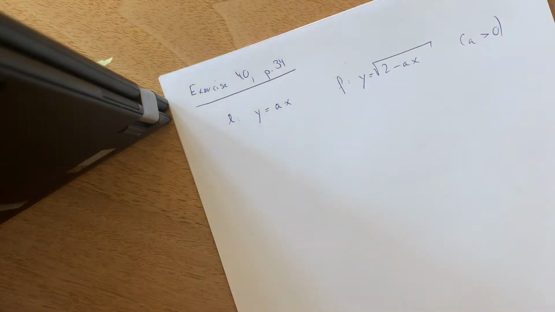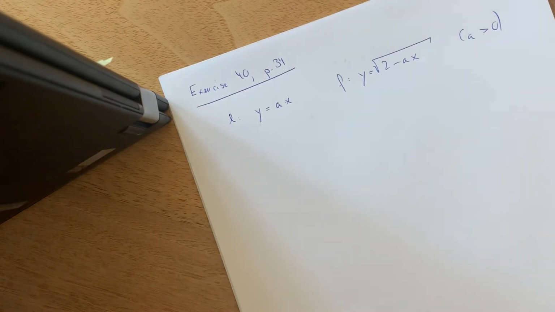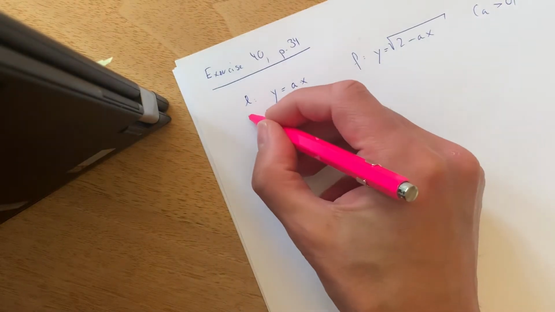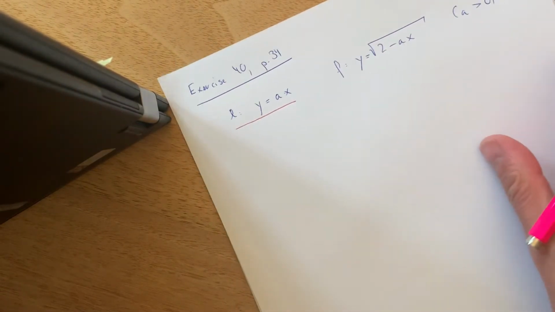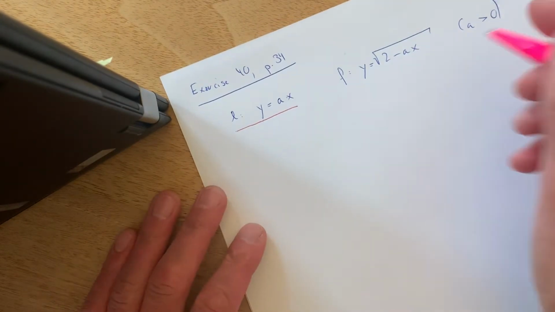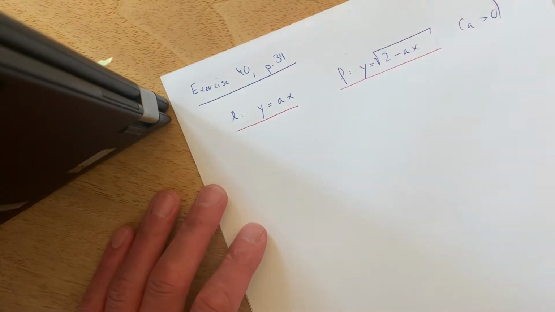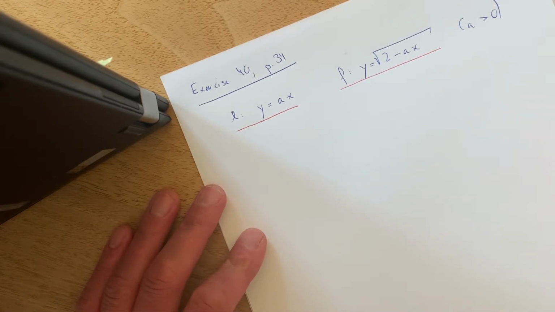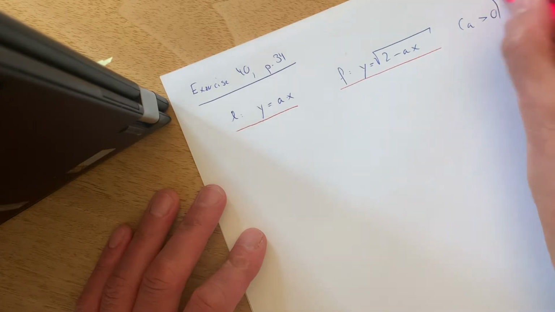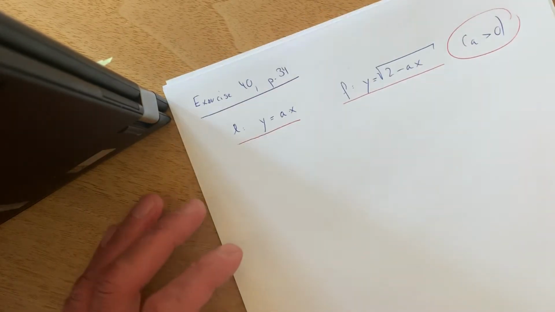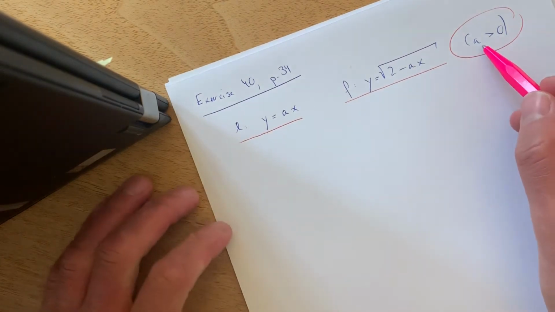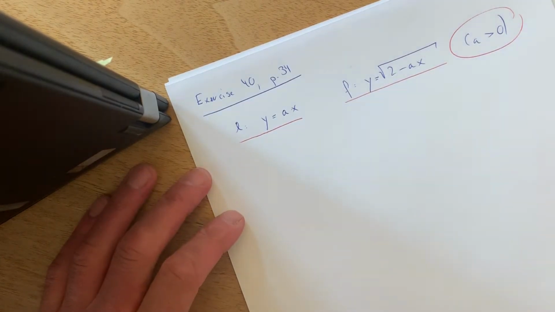Okay, so this is going to be exercise 40, which is to be found on page 34. What do we have? Well, on the one hand, we have a line given by y equals a times x. On the other hand, we have a function given by the equation y equals square root of 2 minus a times x. And here you see from the very beginning a is assumed to be positive. This will become important in the very last step of this exercise.